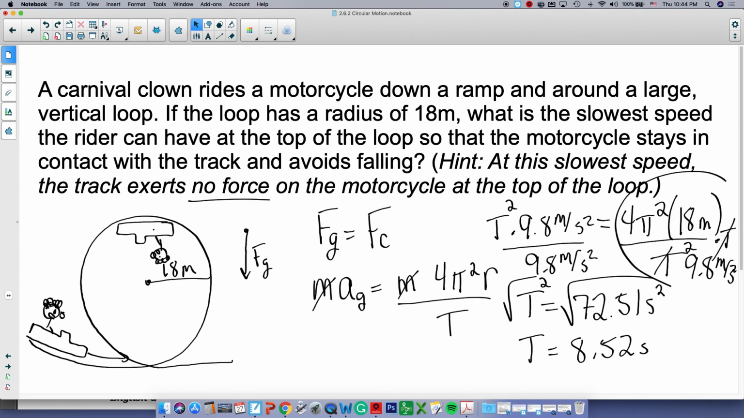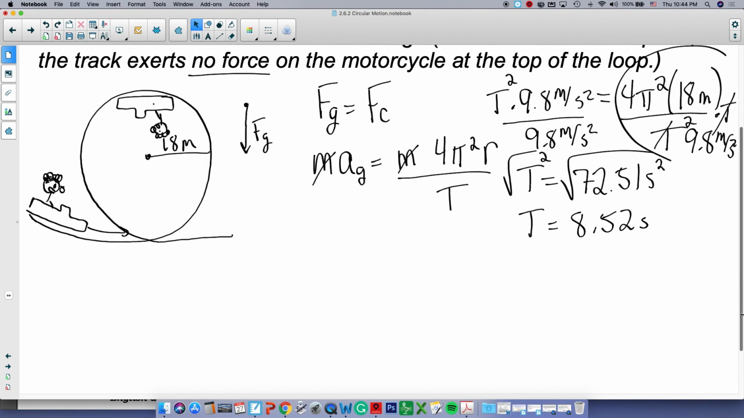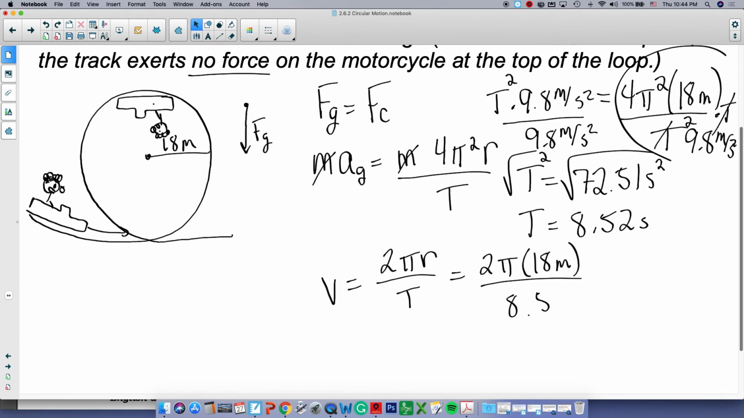Okay, so then we could take that and put it in our velocity equation. Velocity is going to be the distance around the circle, so 2 pi r, over that period. All right, so we have that information. Let's plug it in. So 2 pi times 18 meters over 8.52 seconds. Let's put that on our calculator, see what we get. So 2 pi times 18 divided by 8.52, and we get 13.3. And that'll be meters per second.